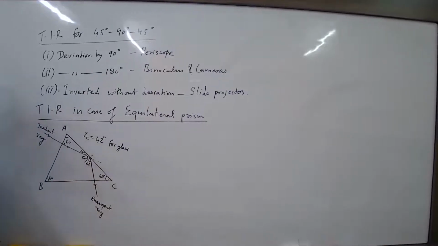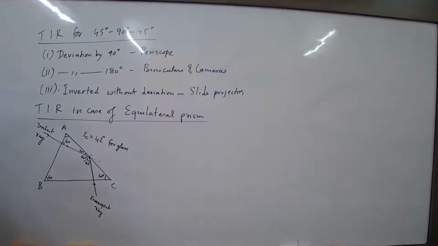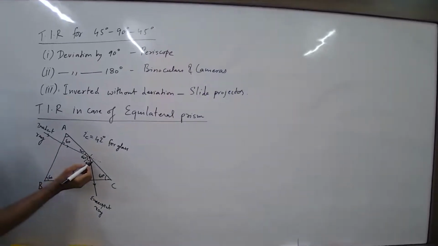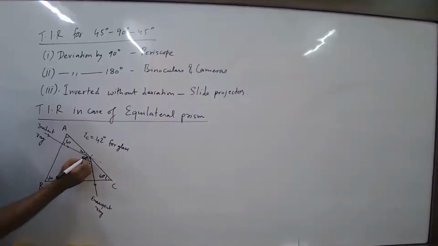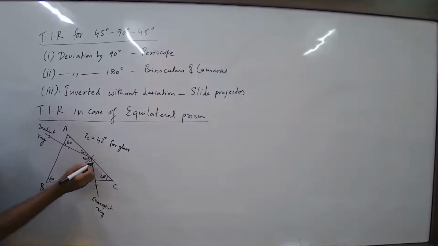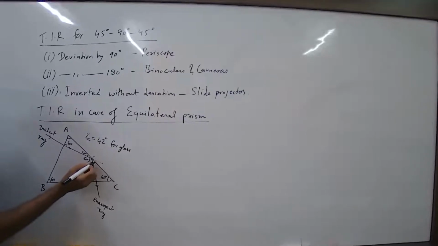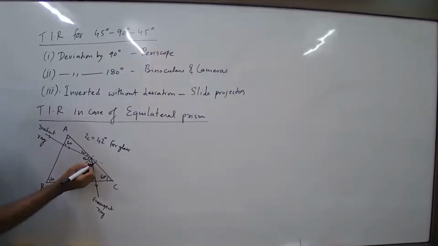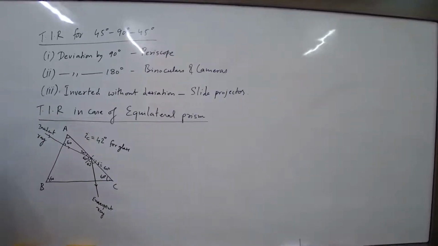So what are these angles? This is 30. This is 30, right? So 60 plus 60, 120 plus 30, 150. And this is a linear pair. So 180 minus 150, this also should be 30. So 30 plus 30, angle of deviation is 60. Okay, so the angle of deviation in this case is 60 degree.